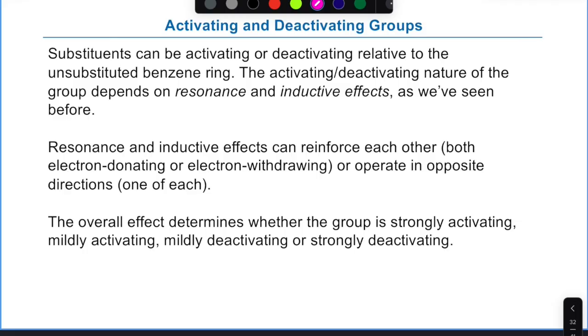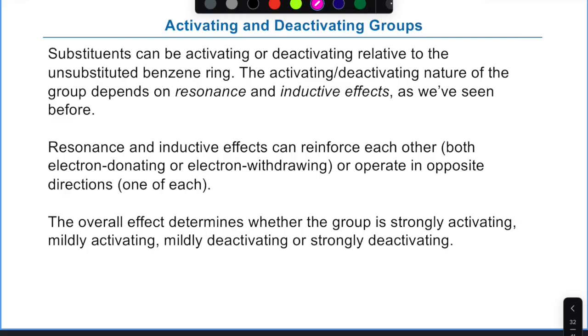When you are considering resonance and induction, if you are adding electrons to your ring system and treating it as a nucleophile, you're obviously going to be activating your ring because your benzene ring is trying to act as a nucleophile. So if you add electron density, it's going to be a better nucleophile. And if you remove electron density through an electron withdrawing group, your benzene ring is already like, well, I don't really want to react. I don't have enough electrons to do this.